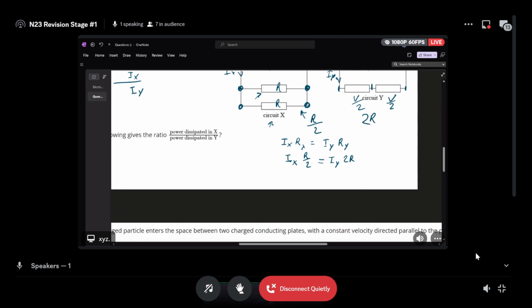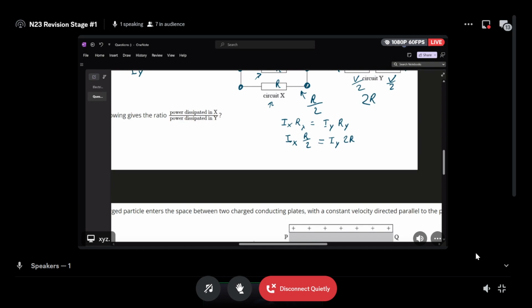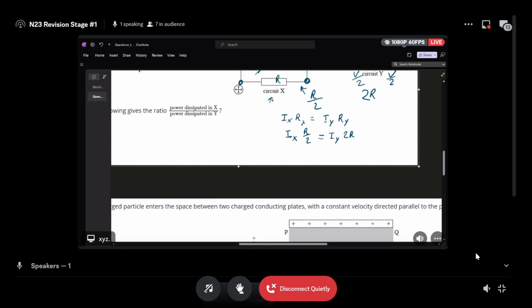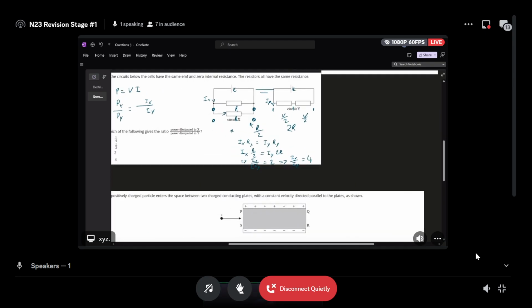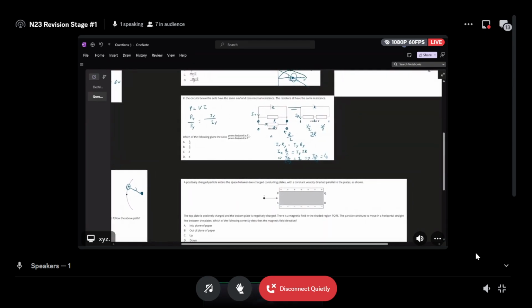And then we need to find the ratio. So we divide both sides by R, and by Iy on both sides. And we get Ix divided by Iy is equal to, there's a 2 there, and there's a 2 there, which implies that Ix over Iy is equal to 4. And that is our last option.